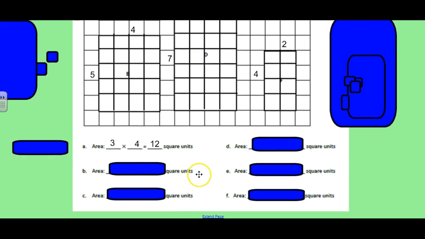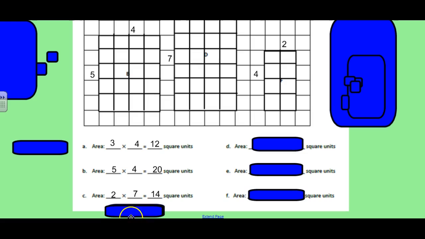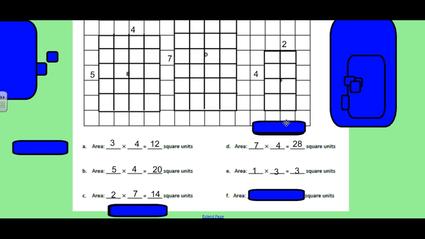Okay, so down here at the bottom for rectangle B, I was looking for 5 times 4 equals 20. For rectangle C, you should have put 2 times 7 equals 14. Rectangle D, 7 times 4 is 28. Rectangle E, 1 times 3 is 3. And rectangle F should have been 4 times 2 equals 8.